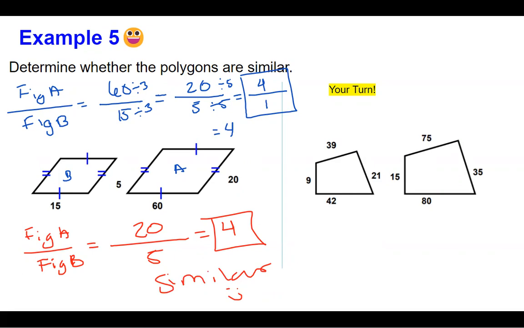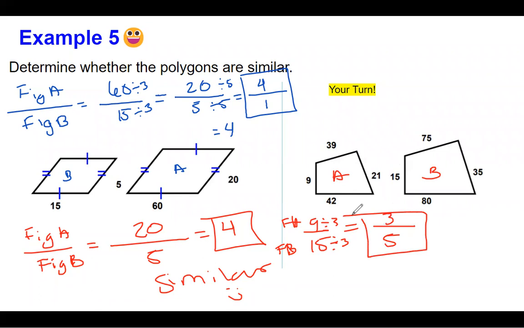Jonathan, right after the return. So you selected 9 and 15. So this means that this is figure A, this is figure B. And this is divide by 3, divide by 3. We're left with 3 over 5. All right, pass it on.